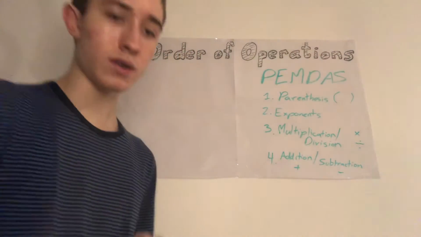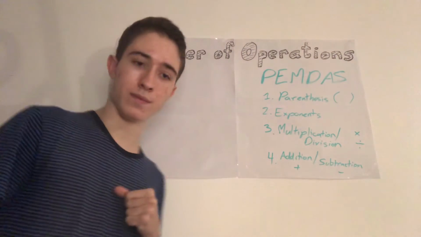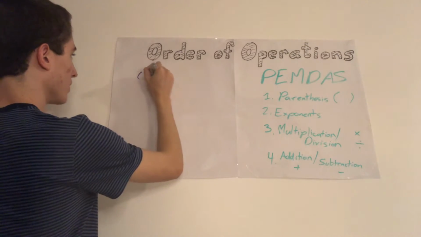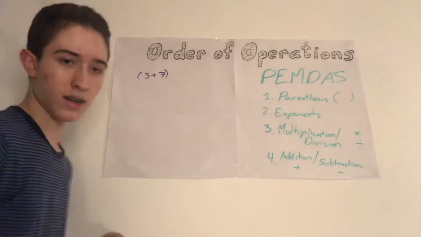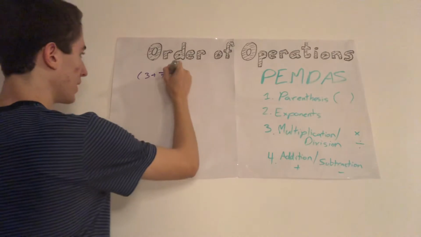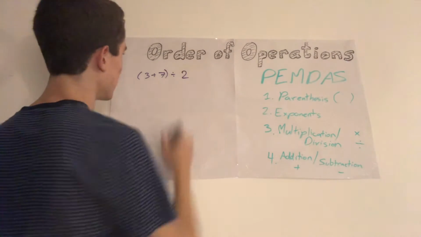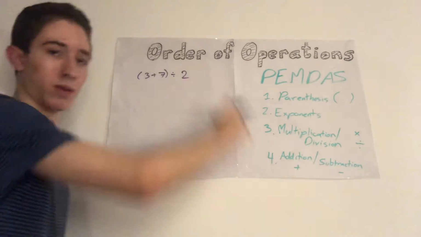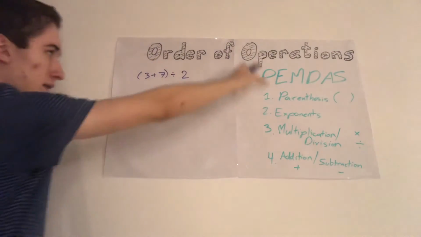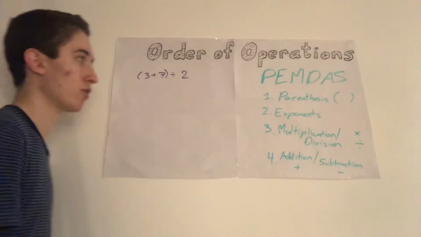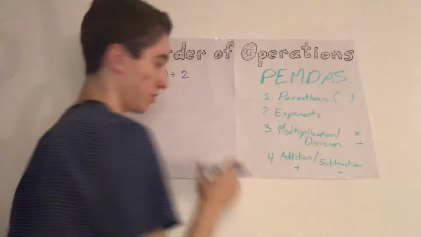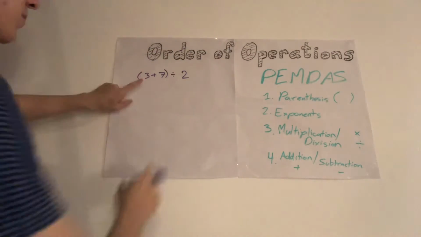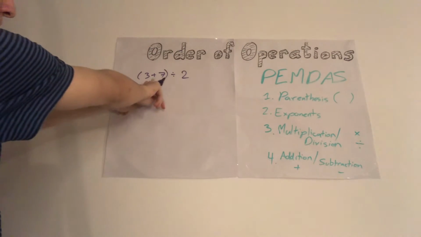Anyway, so let's take an example. Parenthesis 3 plus 7, divided by 2. All right? And then, when you're looking at a problem which has multiple operations, always, if you want, write down the PEMDAS for you to remember and go through the list. Okay, first comes parentheses. Do we have any parentheses here? Yes, we do. We have these parentheses, and inside the parentheses we have 3 plus 7.